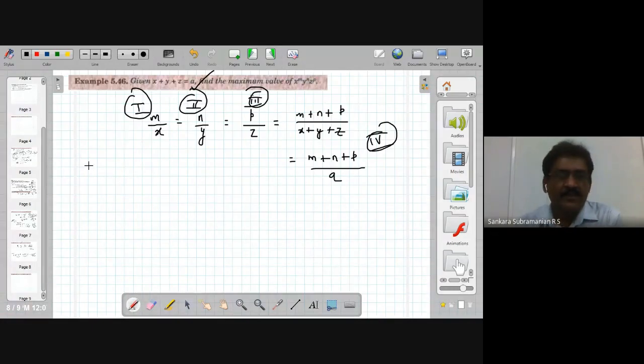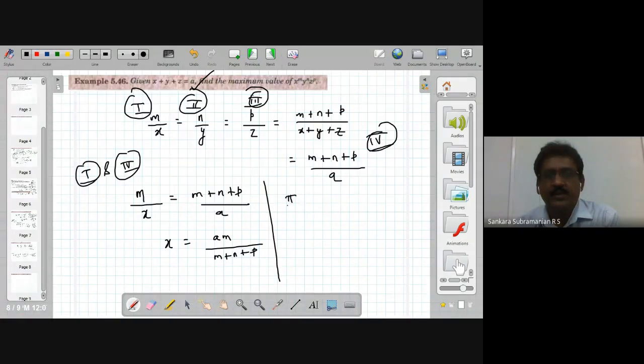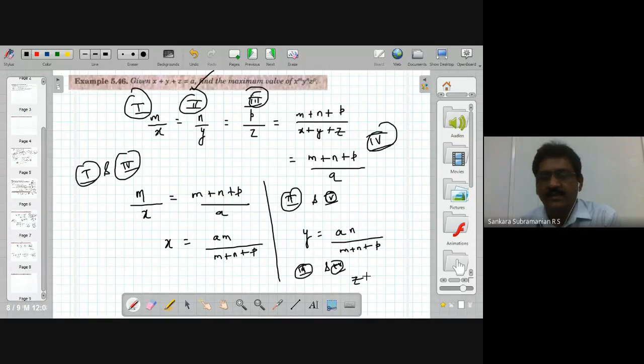Now I am going to take equation 1 and the last constant value, equation 4, because it is independent of x, y, z. m/x = (m+n+p)/a. Therefore x = a·m/(m+n+p). If I take 2 and 4, y = a·n/(m+n+p). And if I take equations 3 and 4, z = a·p/(m+n+p). So I have found all the values for x, y, z.